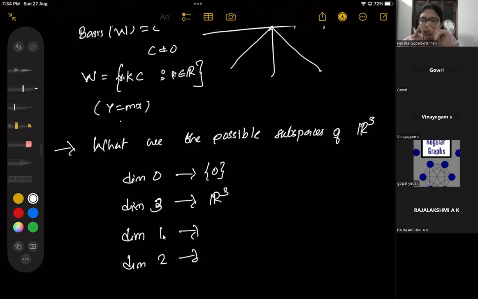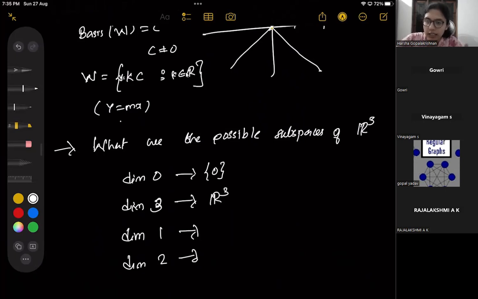Dimension 1 means we are starting with one element C and all its multiples. In the earlier question, we know the dimension 0 subspace is 0, and the dimension 2 subspace is R2. And the dimension 1 subspace means all the straight lines, which also pass through the origin.